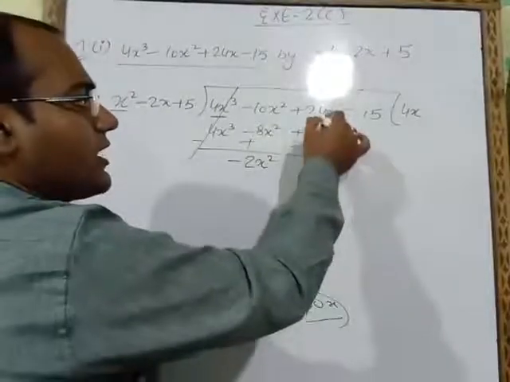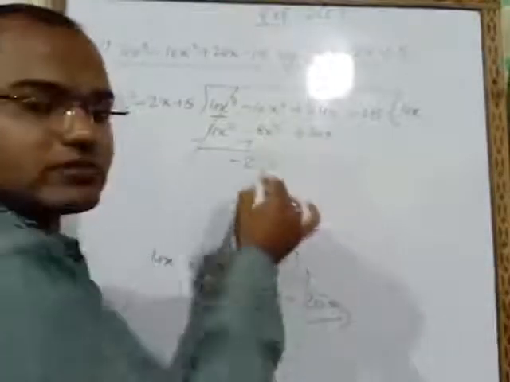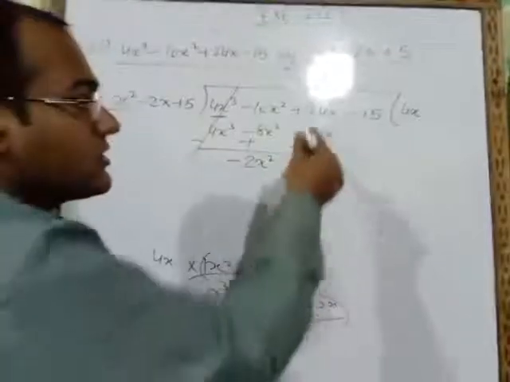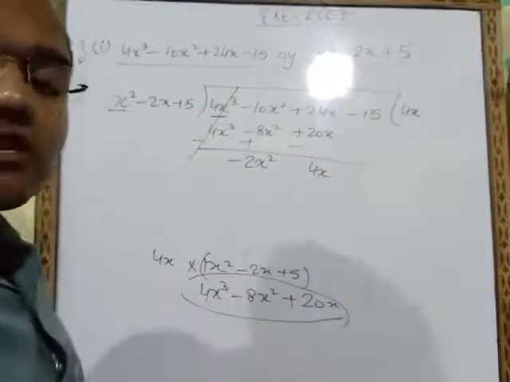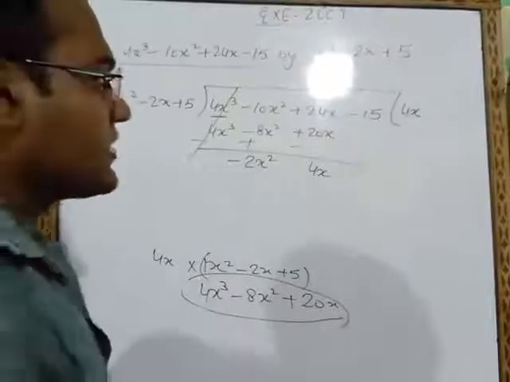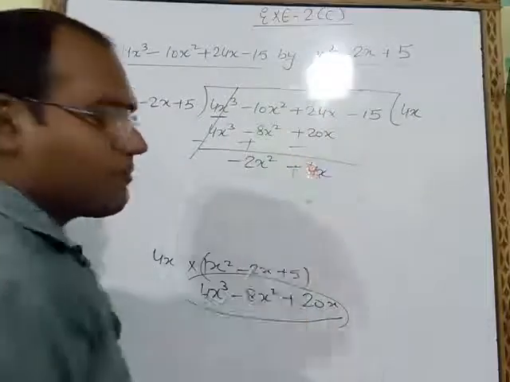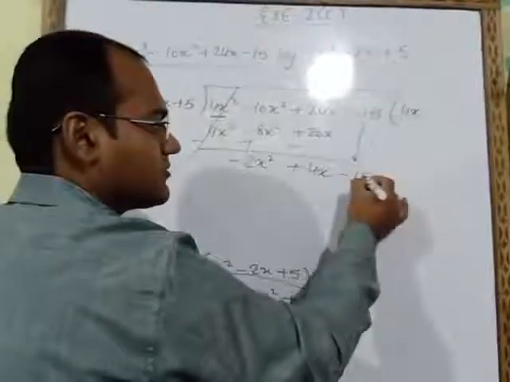Now we will take these two terms. This is plus 24 and this is minus 20. Plus and minus you know very well, plus minus minus. So we will subtract them, 4x. Now we have to put the sign of the greater number. Which is greater among these two? Plus is greater. So we have to take plus sign. Now this remaining term we will write down as it is.